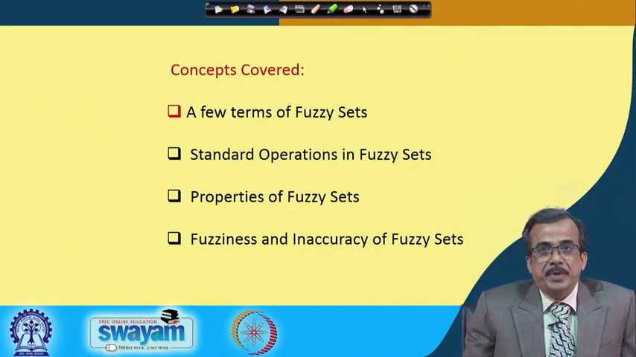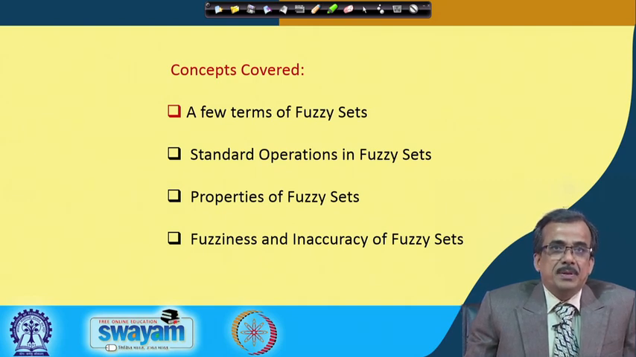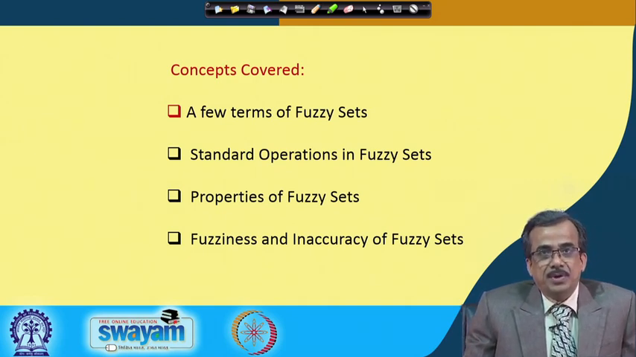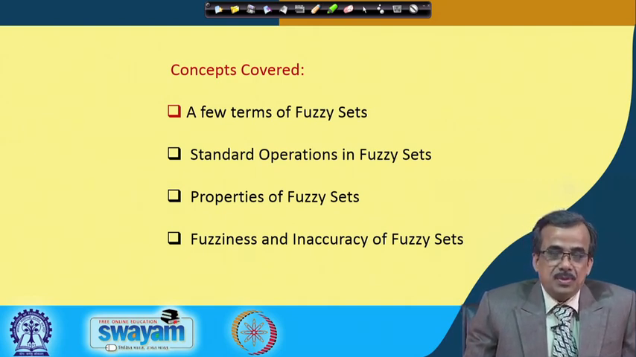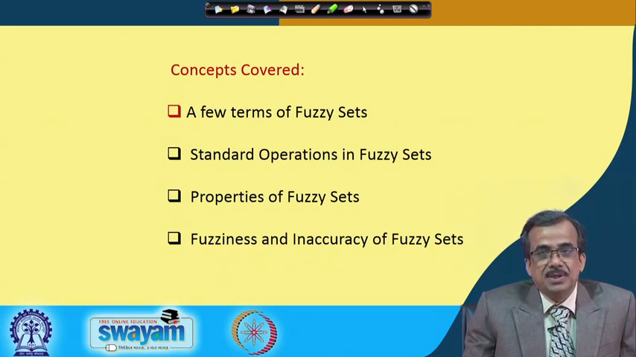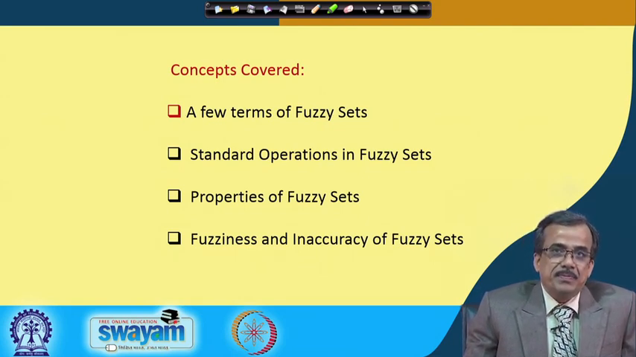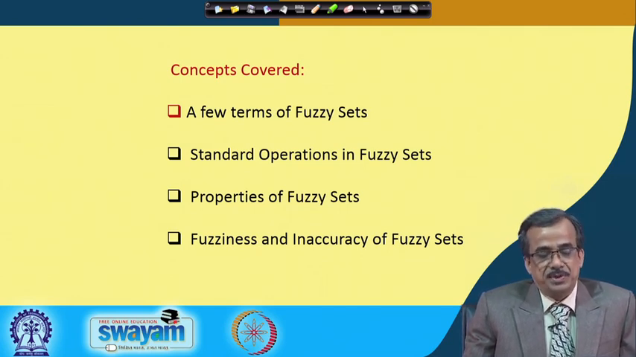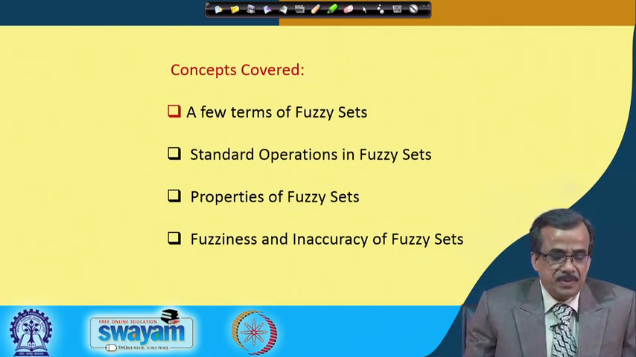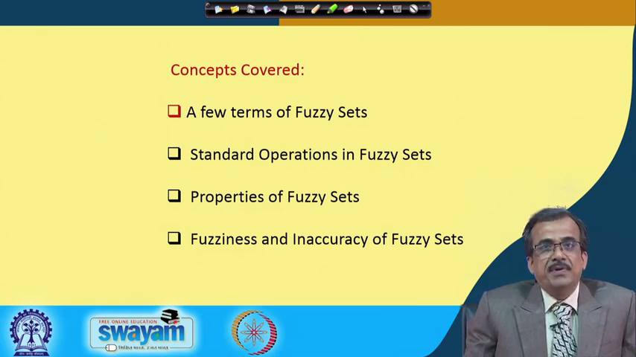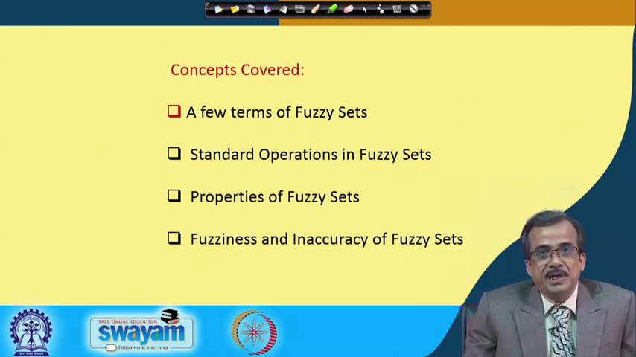Now, at the beginning of this lecture, we are going to discuss how to solve some numerical examples related to determination of membership value for different types of membership function distribution. And after that, we are going to define a few terms related to fuzzy sets. Some standard operations in fuzzy sets will be discussed.